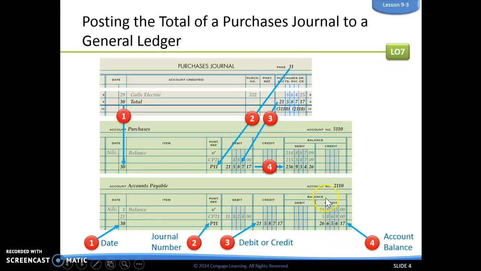Next, I find my new balance in both of those. So a debit and a debit, I'm going to add to find my new debit balance. On this one, I have a credit and a credit, so I'm going to add to find my new credit balance. Last step then is we would bring both account numbers underneath that total, showing that we have posted that total to both accounts.